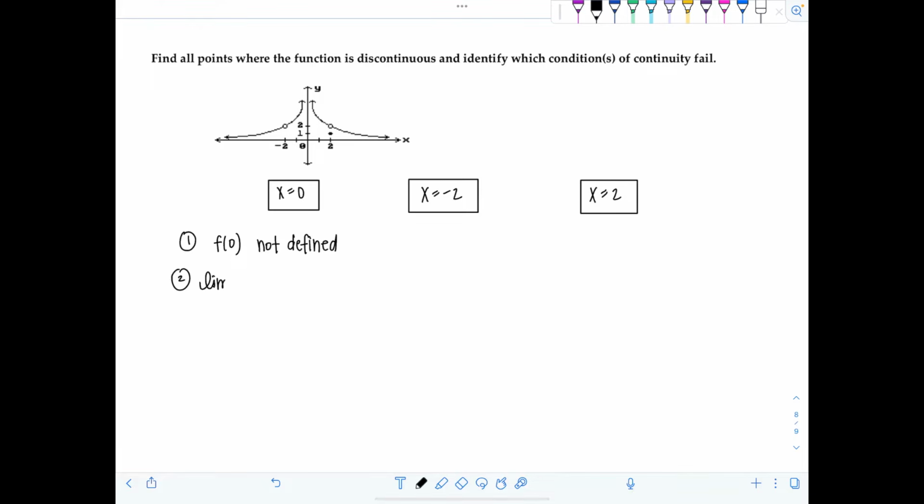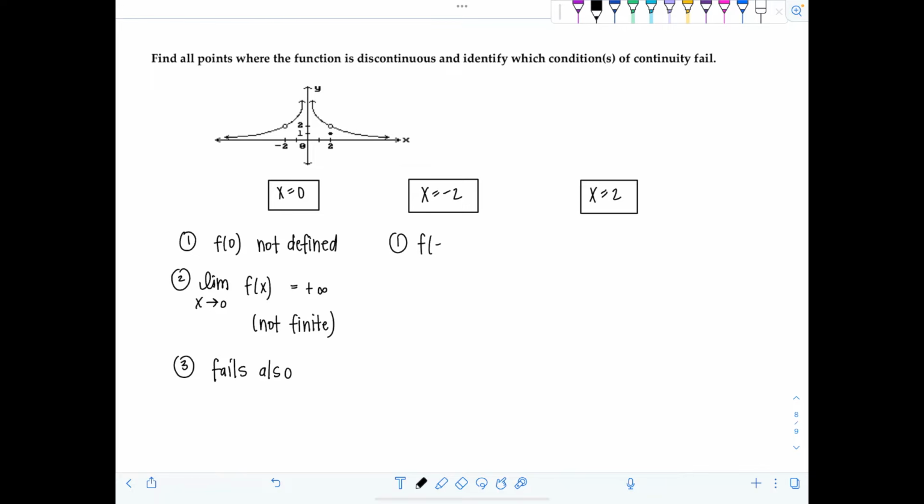Second condition, what's the limit as x approaches 0 of f of x? Can you identify that limit? Well, from either side, the function's approaching positive infinity, and that's not a finite number. Remember, for continuity to be satisfied, that limit has to be a finite number. So, nope, not finite. And since condition 1 fails and condition 2 fails, then obviously 3 fails. So at x equals 0, everything's just failing. Such a failure.